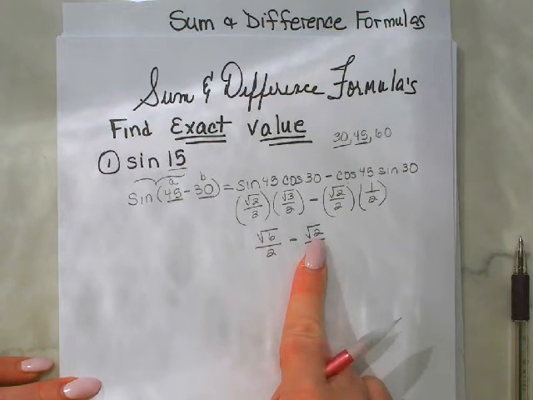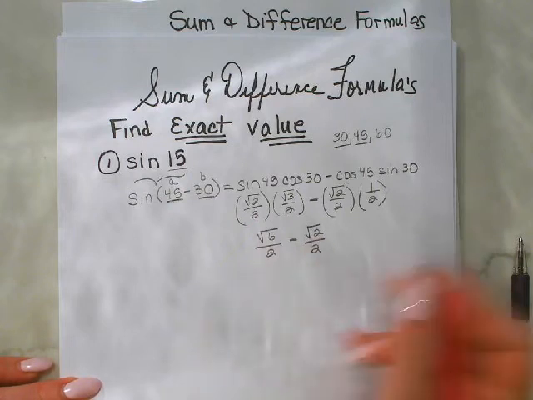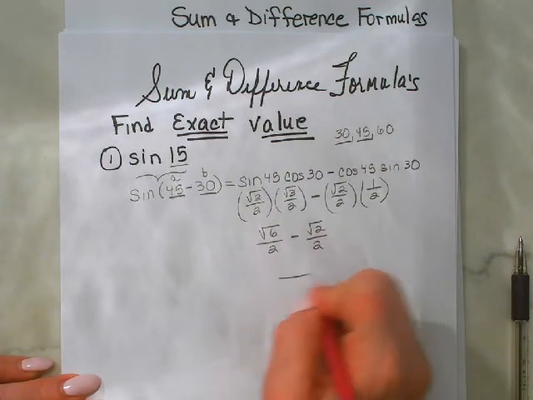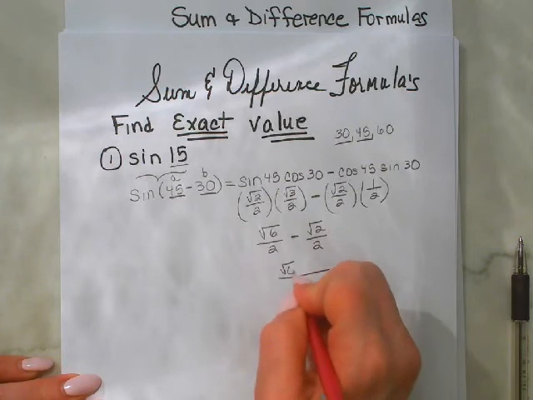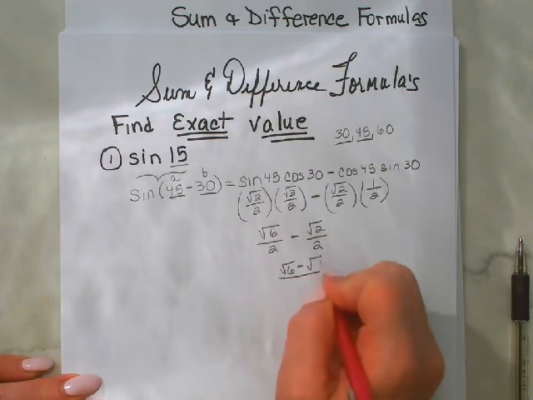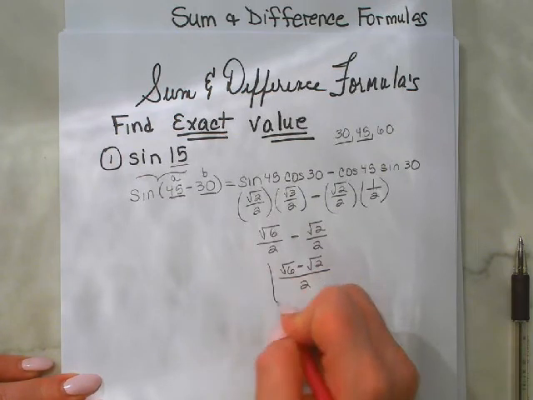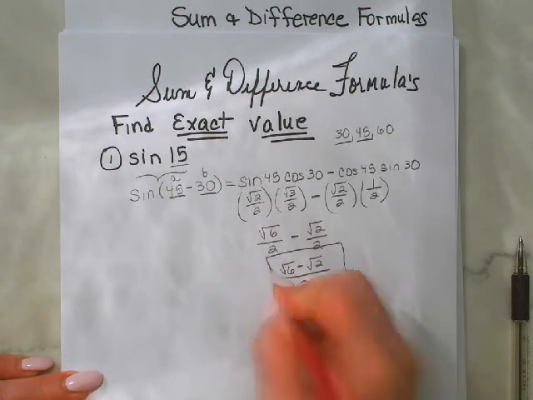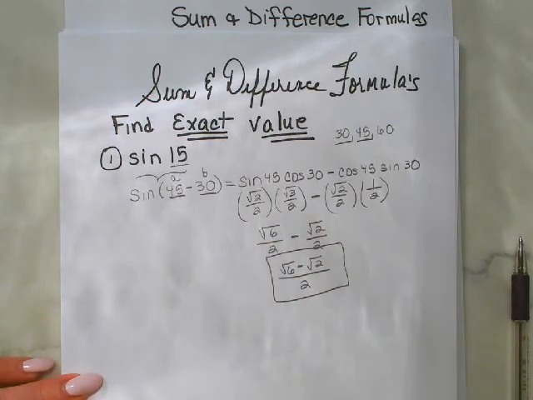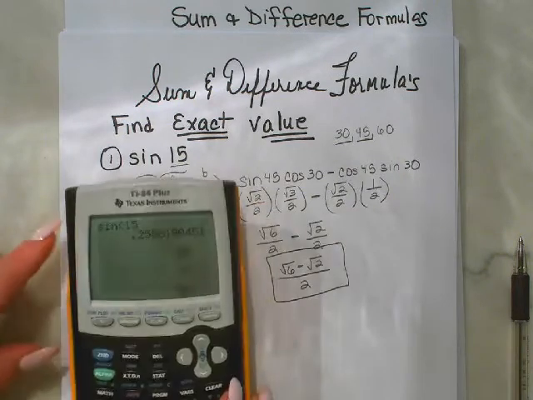You cannot combine these. The radicals are not the same. However, they have the same denominator, so we can write it as one fraction. Radical 6 minus radical 2 over 2. And that's the answer. That's the exact value.